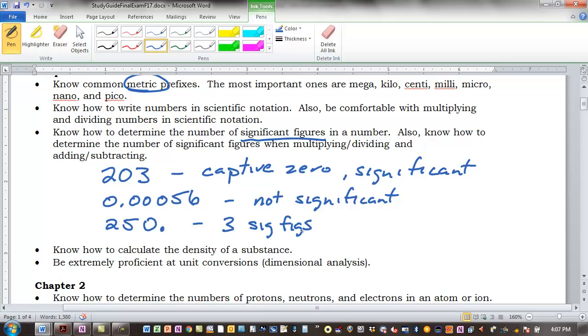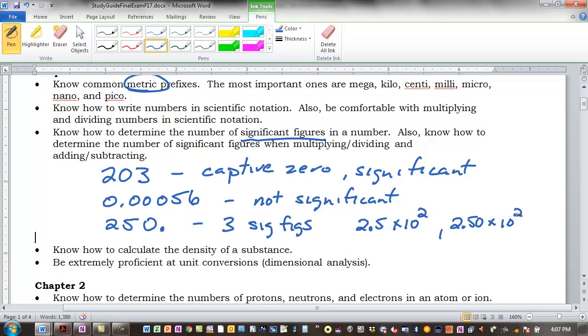The other option is to write it in scientific notation. We could write 2.5 times 10 to the second if we wanted 2 sig figs. We could write it as 2.50 times 10 to the second if we wanted 3 sig figs, and so on. Okay? So trailing zeros may or may not be significant. It depends if there's a decimal point in the number or not. Okay? So that's just counting.